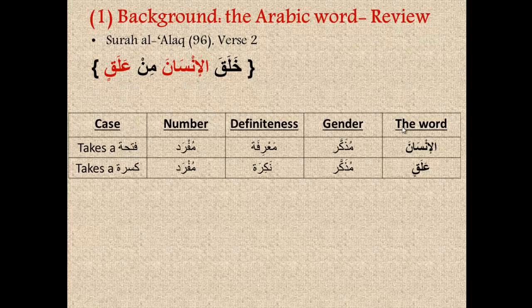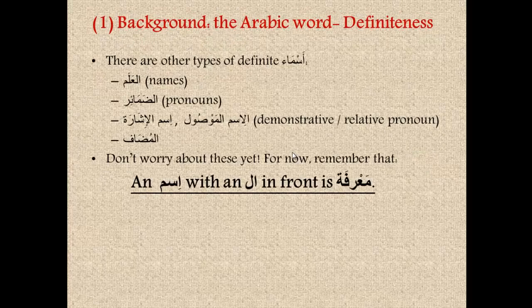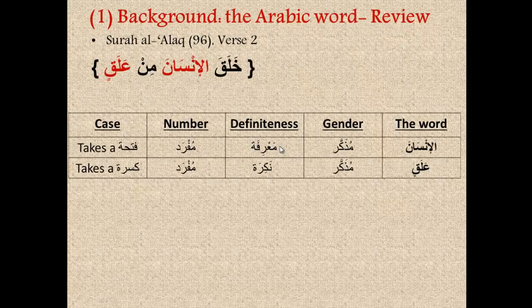Al-insana and alaqin. So the word al-insana, you hear the al in front, that tells you the word is ma'rifah or definite. The word is also mudhakkar, which means it's masculine. It is mufrad or singular. And regarding its case ending, which we know nothing about at this point, we can just say it takes a fathah at the end. Al-insana. The word alaqin, we hear the tanween, we know that it is indefinite or nakirah. The word is mudhakkar as well, masculine. Regarding its number, it is mufrad, and regarding its case, it takes a kasra at the bottom.